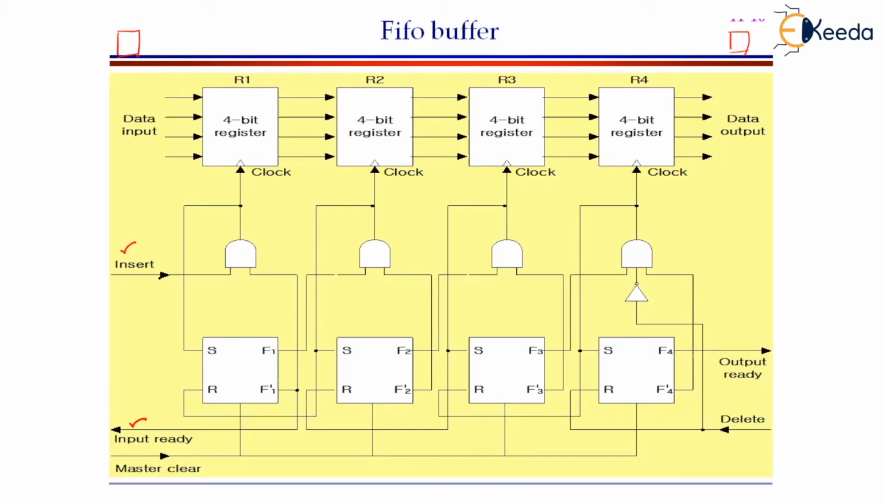The moment the insert line and the input ready line are enabled, you can clearly see that they are connected to an AND gate, and the output of the AND gate is connected to the clock which is going to drive this entire register. You can see there is a clock. When this clock is enabled, then this register is going to accept the data which is actually waiting outside. You know that the CPU initiated a transfer, so a data word is about to be transferred to the first register.